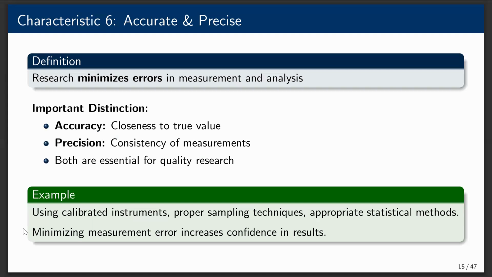So characteristic number 6, accurate and precise. Research minimizes errors in measurement and analysis. The important distinction is that accuracy means closeness to true value, while precision means consistency of measurements. So both are essential for quality research. For example, using calibrated instruments, proper sampling techniques and appropriate statistical methods, minimizing measurement error, increases the confidence in results.